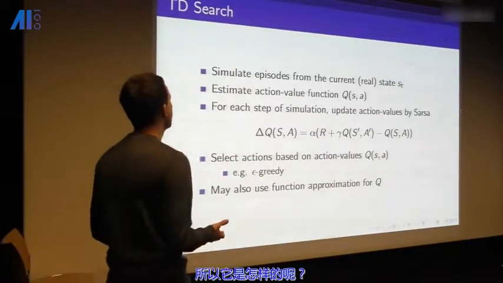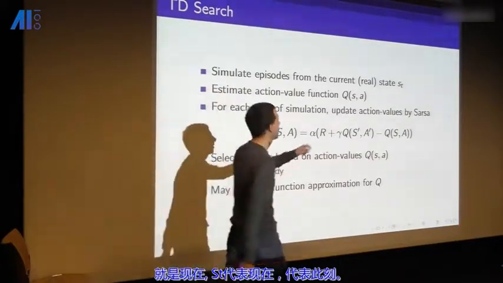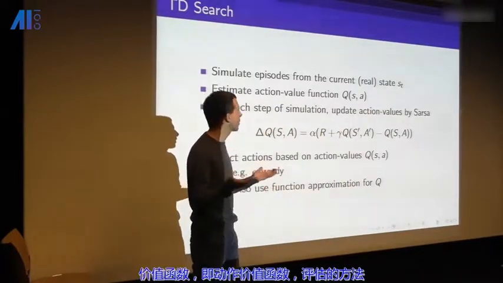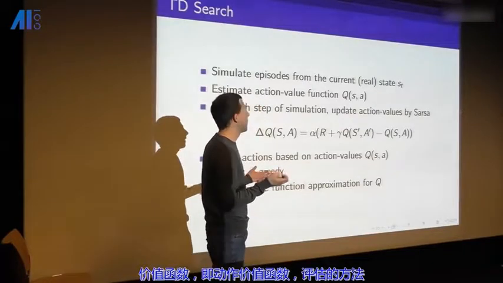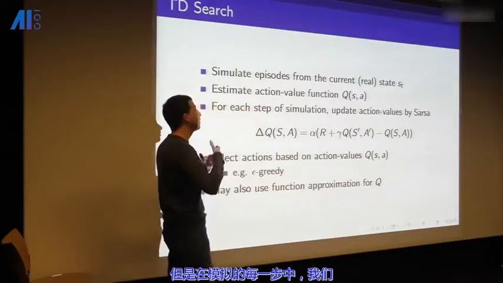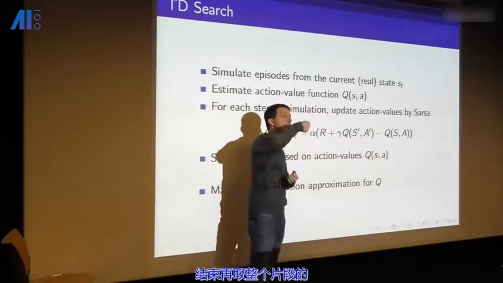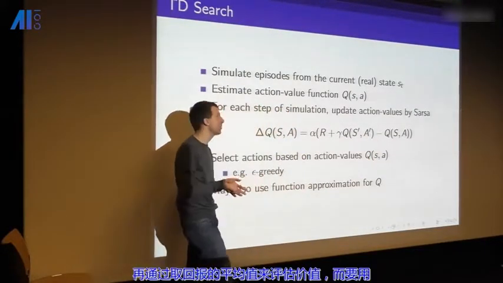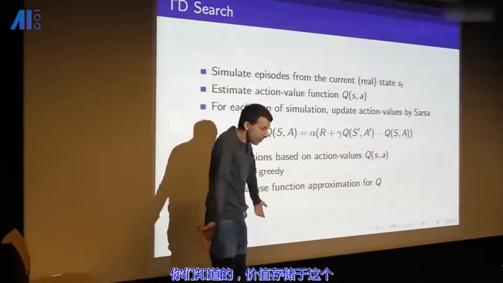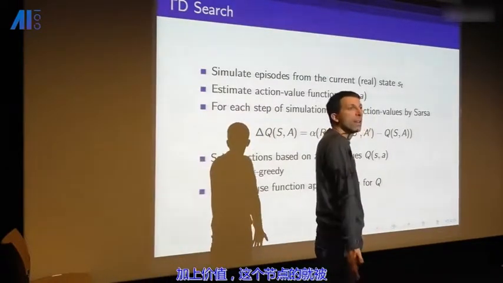So what does it look like? Well, what we're going to do is start again from our real state, our start state. This S_t is now, our moment now. But now we're going to estimate an action value function. And we can do it in the same way. We can store this in the nodes of our search tree. But for each step of simulation, instead of waiting to the end of the episode and taking the return of that whole episode and estimating values by the mean return, we estimate it by temporal difference learning, by bootstrapping, by saying the value of being in this node here is the reward which I got for one step, plus the value of the node I ended up in after that.